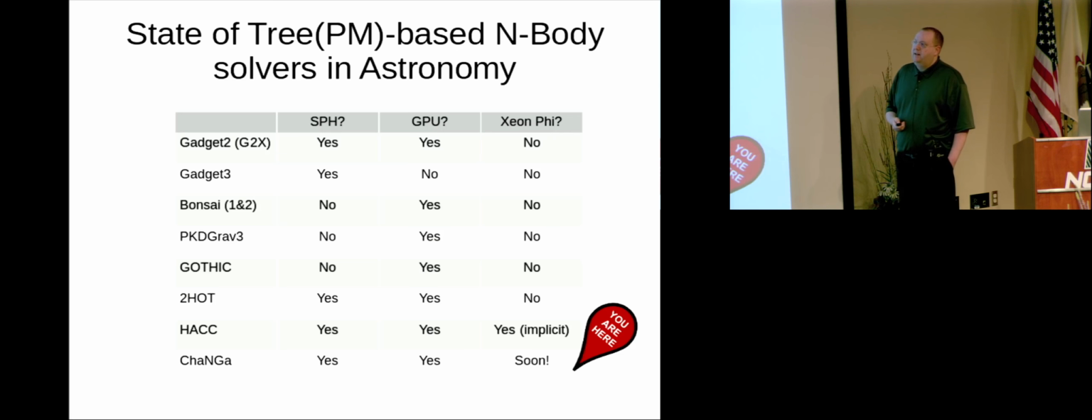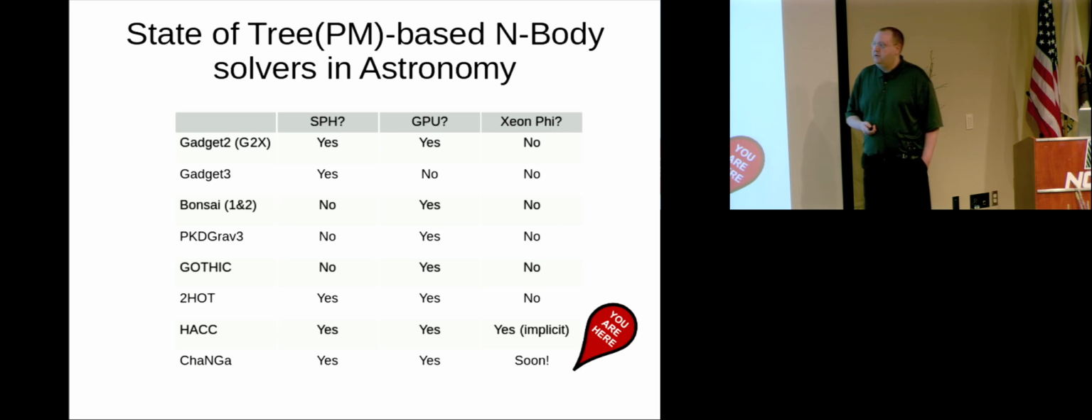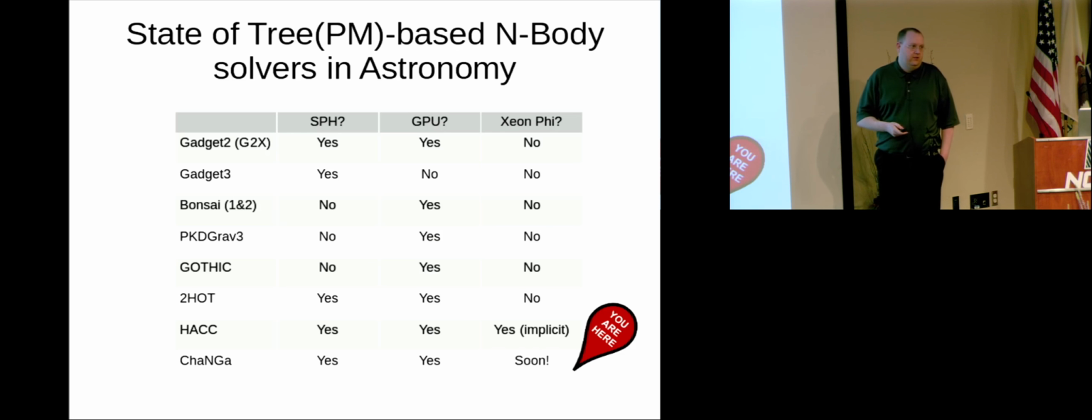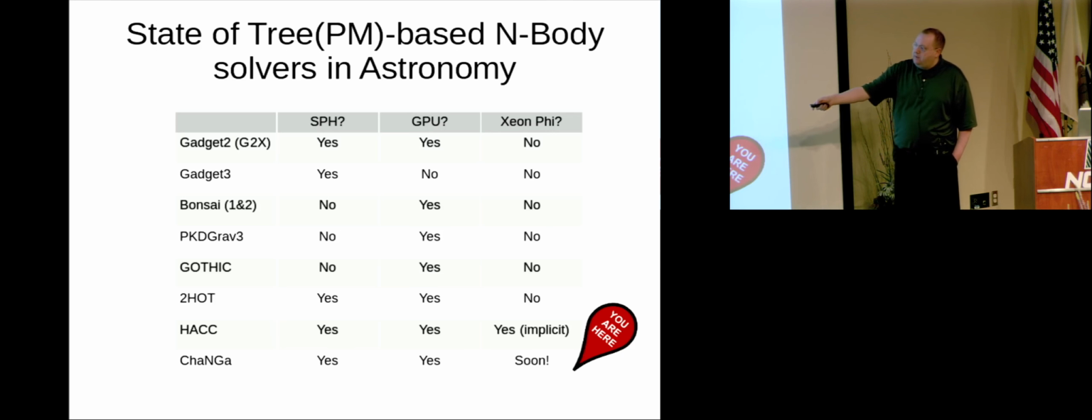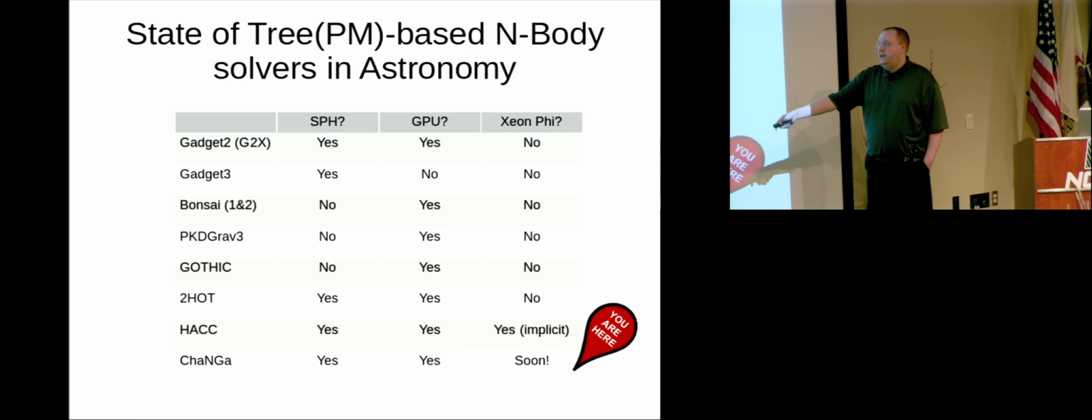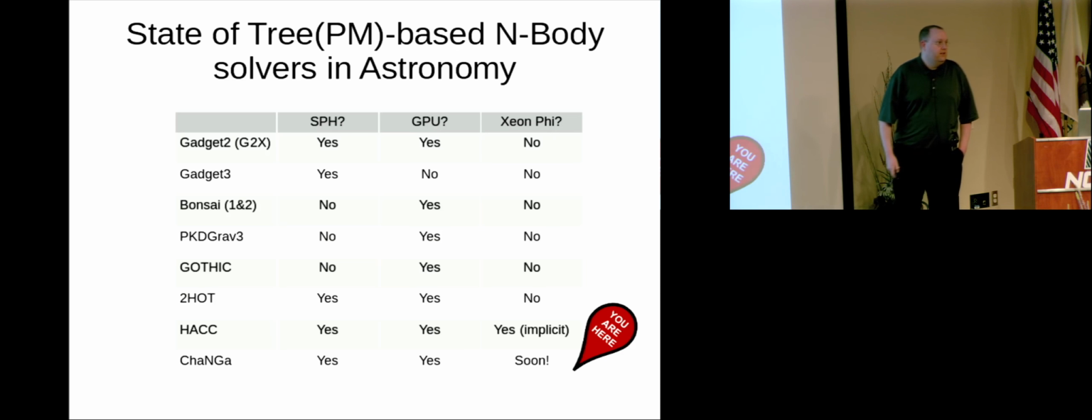PKDGRAV3 last year ran 1 trillion particles on the Piz Daint machine in Switzerland. So it definitely has GPU support, but it has no SPH support, so it can only do dark matter only simulations. Gothic is another octree solver. It has GPU support, but no SPH and no Phi. Tureau has SPH and GPUs, but no Phi. HACC is an Argonne Labs product that has SPH, it has GPU support, and it has Xeon Phi support.